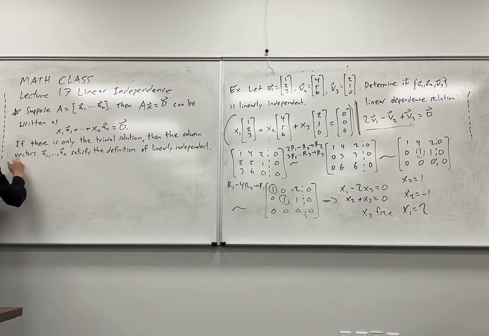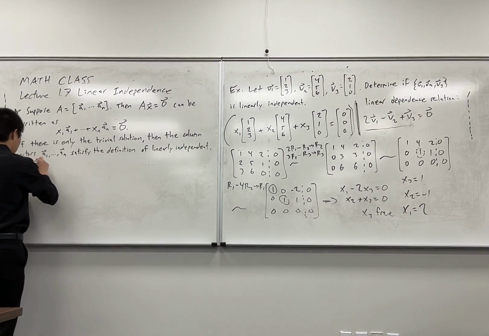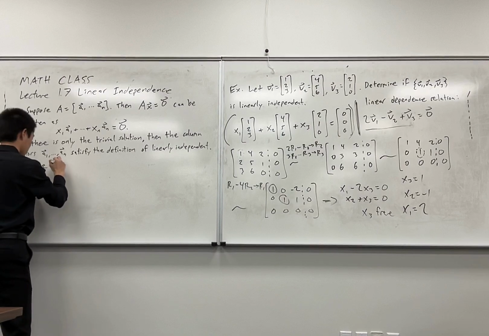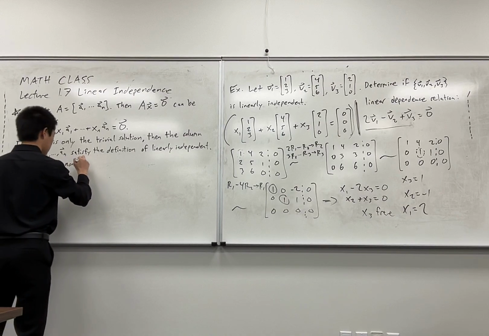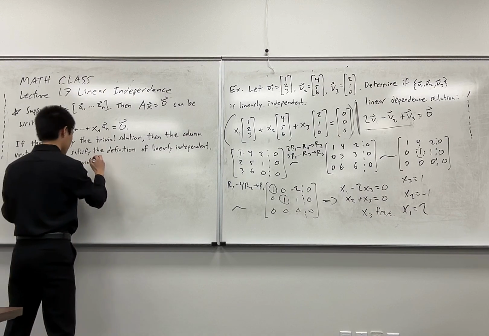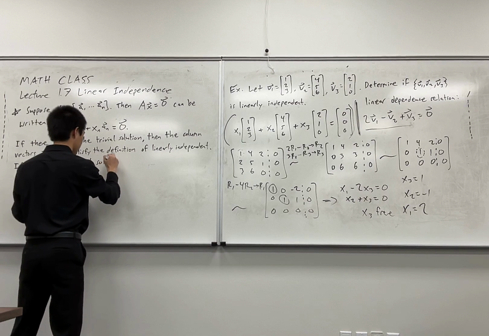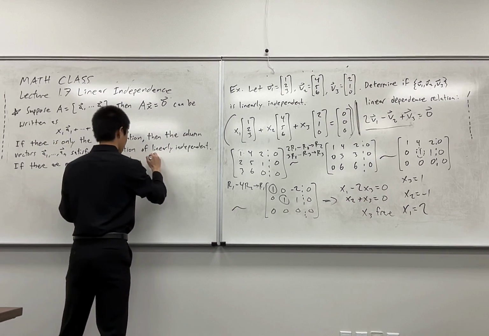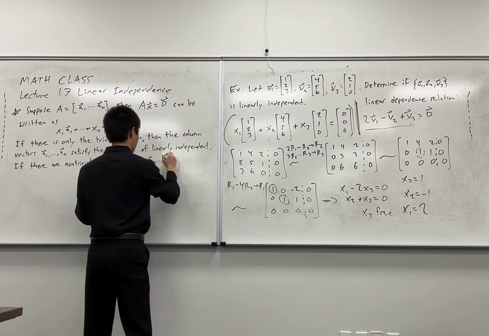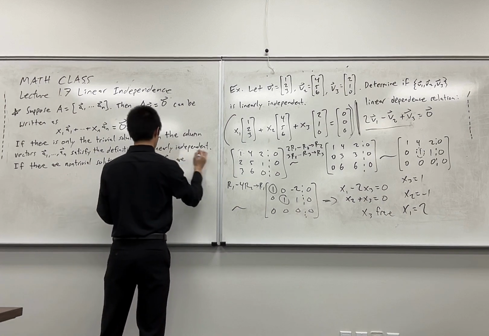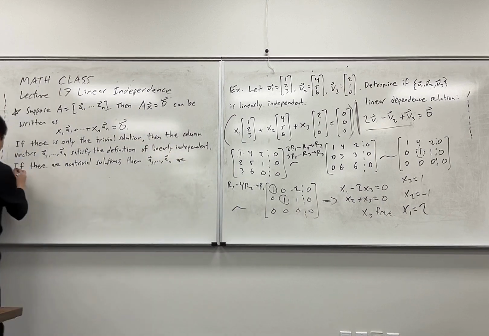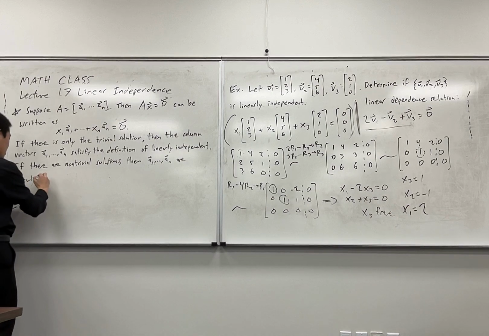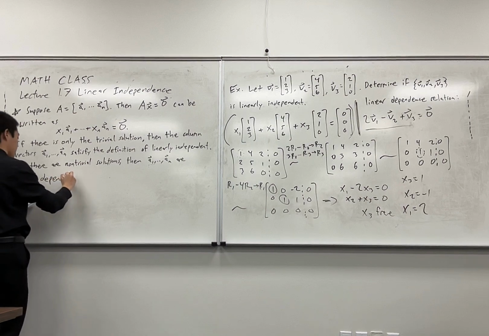If there are non-trivial solutions, what can we conclude about our column vectors? Linearly dependent. Then our column vectors are, again, by definition, linearly what? Convince me that you're paying attention, please. Linearly what? Dependent. Okay.